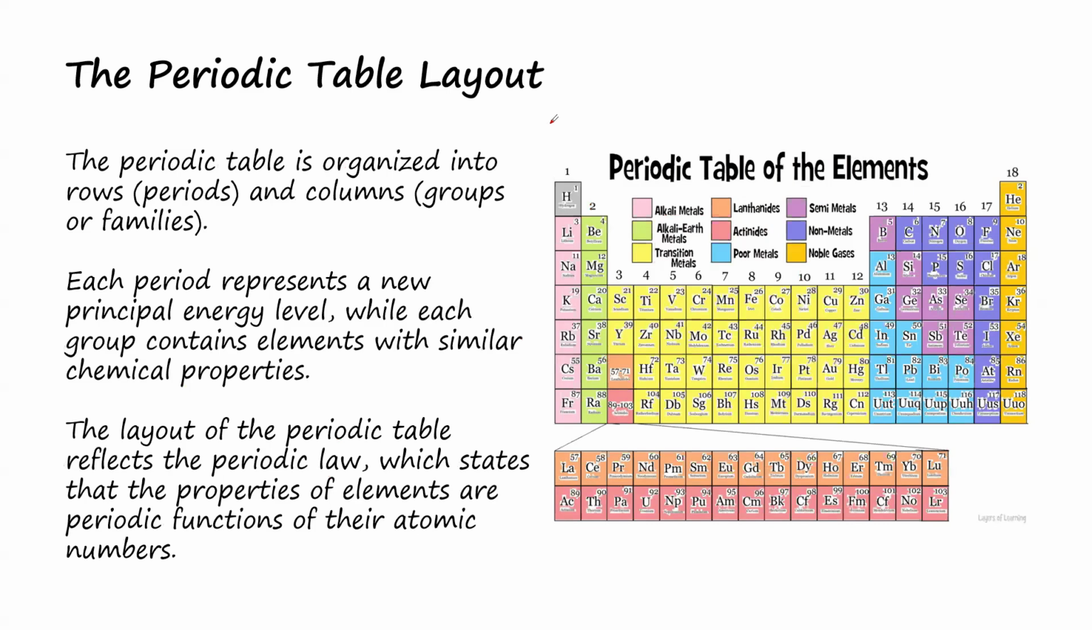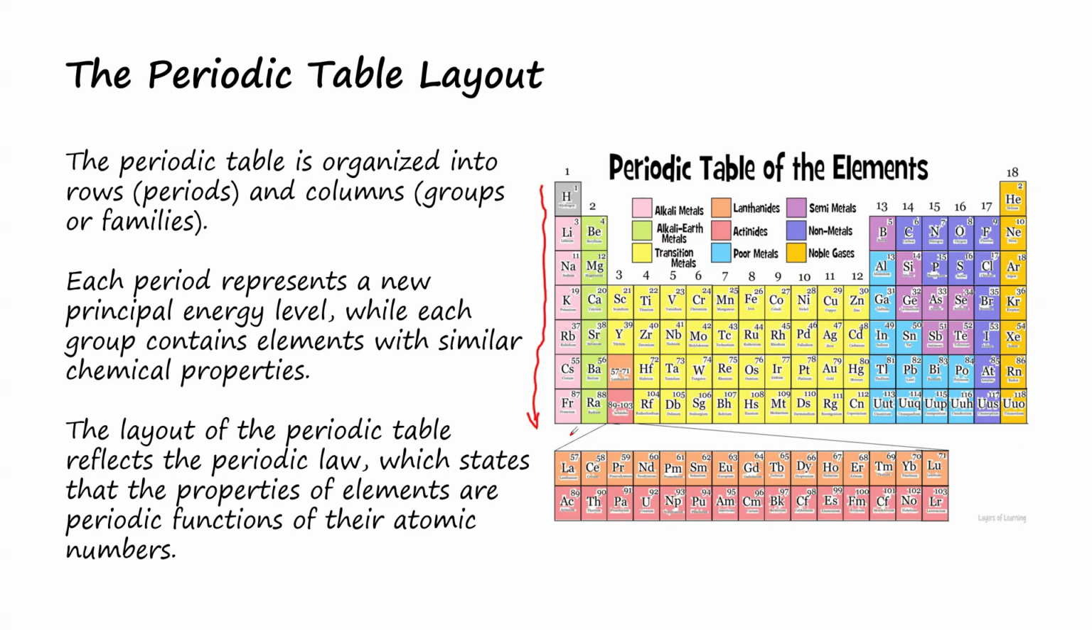So the periodic table is organized into rows, that is the periods, and columns, that is the groups. So you see these ones, from hydrogen down to francium, because francium is actually a radioactive element. So you see from hydrogen down to francium, they all belong to group 1. So this is a column.